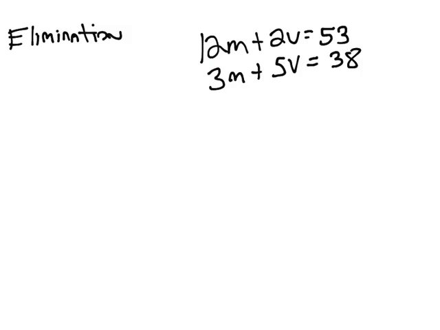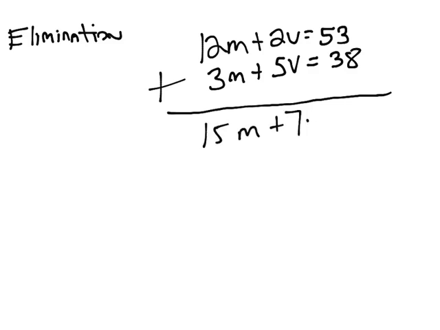So this is what we got. For elimination, first thing Donald Trump wants to do, he wants to build a wall, so we're going to build a wall right here. All right? And then we're going to put a plus sign here because to eliminate something, we're going to have to add 2 things together. We want to eliminate one of our variables. So right now, if we were to add these 2 equations together, we're going to have 15m plus 7v. And over here, we'll have 91.